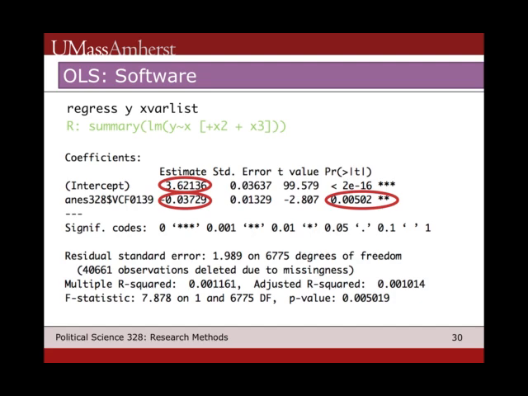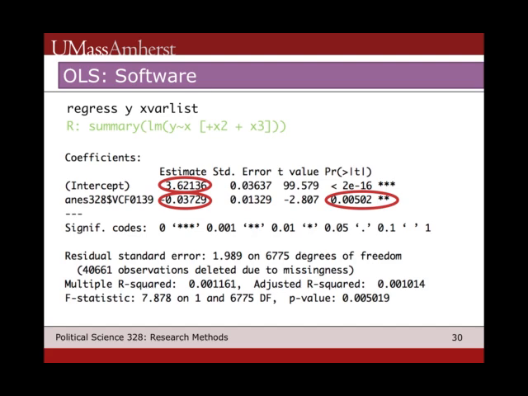So we're 99.5% certain that this number was not generated if these two things were 0. So 99.5% of the time it couldn't be generated. 0.5% of the time our estimate could be generated even if the true number is 0.